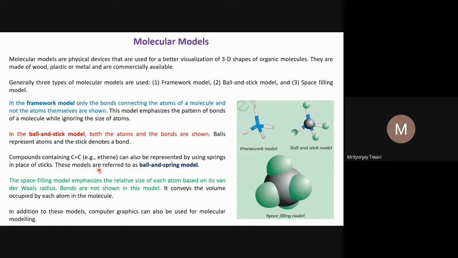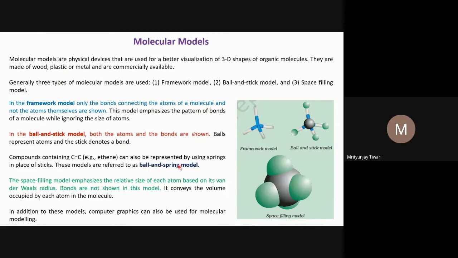If you use springs instead of sticks, such models are also called ball and stick and spring models. So a compound containing C double bond C, like ethene, can also be represented using springs in place of sticks, because these bonds are not rigid bonds. There will be vibration in the molecules, and those vibrations involve some oscillations of the bonds, and these oscillations change the bond length and bond angle. Different oscillations are there.